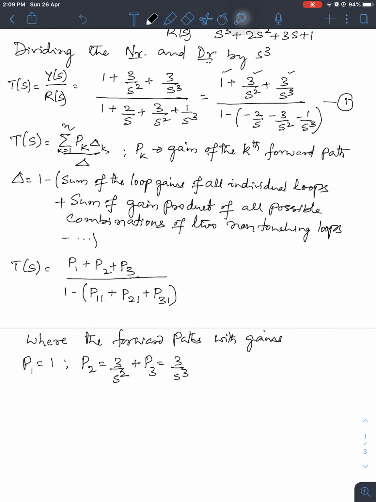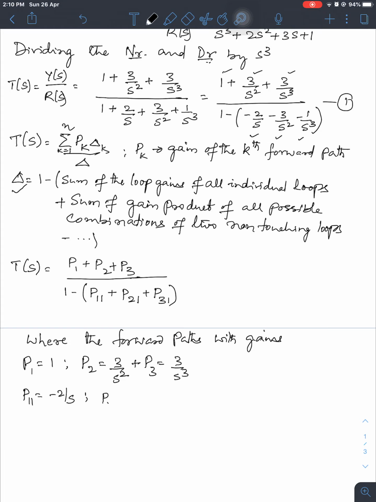Now, as we can see, there are no non-touching loops, 2 non-touching loops, etc. 3 wouldn't arise. So these terms, that is minus 2 by S, minus 3 by S square, minus 1 by S cube, can be taken as individual loops. Because it's 1 minus of this term, if you look at delta, it is of the similar nature. So we identify P11 as minus 2 by S. This is the first individual loop whose gain is minus 2 by S.